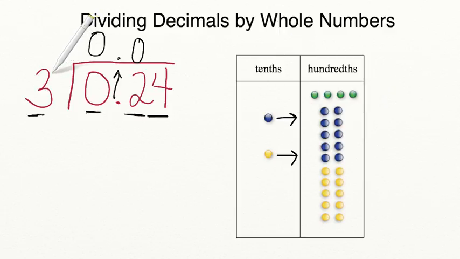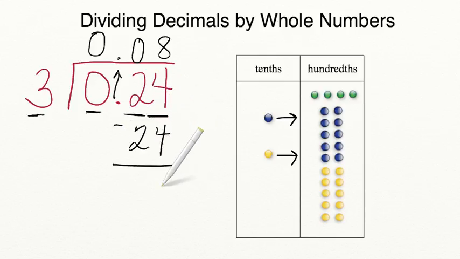So now I need to divide 24 hundredths into 3 equal groups. 24 divided by 3 equals 8. 3 times 8 equals 24, and when I subtract out, that gives me a remainder of 0. But let's check our diagram to make sure that we did our math correctly. We should be able to split this into 3 equal groups of 8 hundredths each.